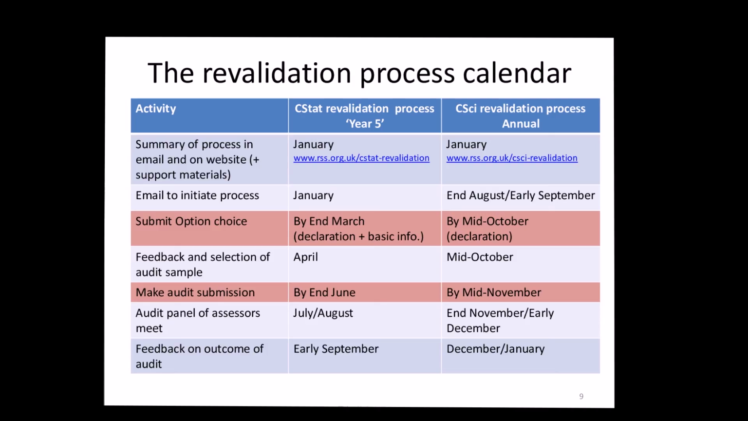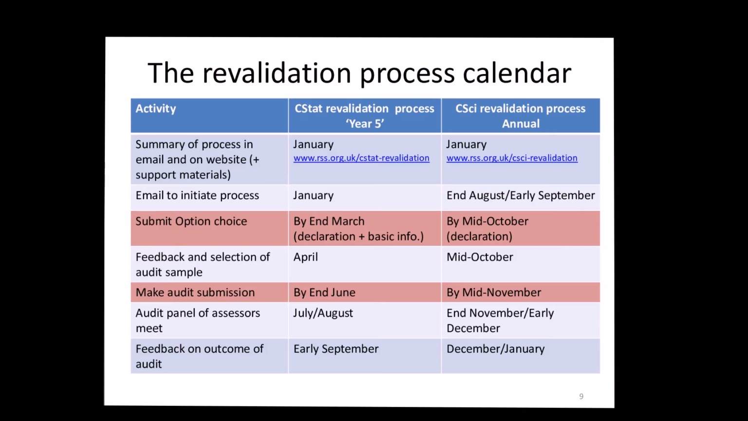And the third column gives the dates for the process for those holding both CStat and CSci awards who are subject to the annual CSci revalidation process. You will notice that the CStat revalidation process takes place in the first half of the year and the CSci revalidation process takes place in the second half of the year. So going through the common set of activities for both processes, this is focusing on the similarities of the processes, the differences we will deal with in detail later on.